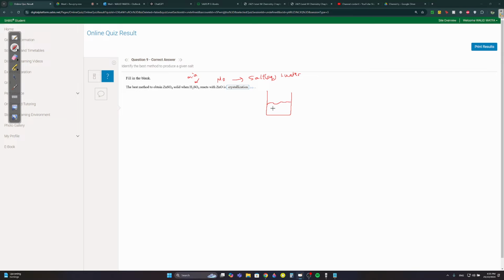And for example, this would be water, but this is aqueous. Let's say we're obtaining ZnSO4, so it's going to be ZnSO4 aqueous. Now I have zinc sulfate dissolved in water. How do I obtain the solid version of it? You take it and you perform crystallization, right?